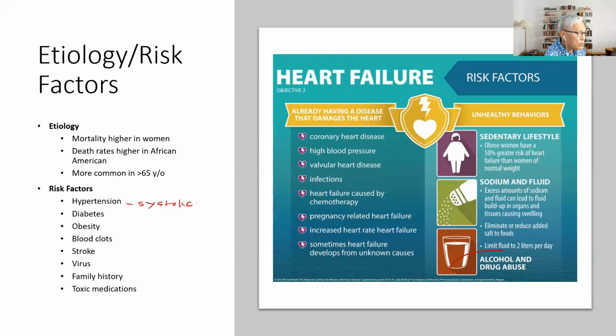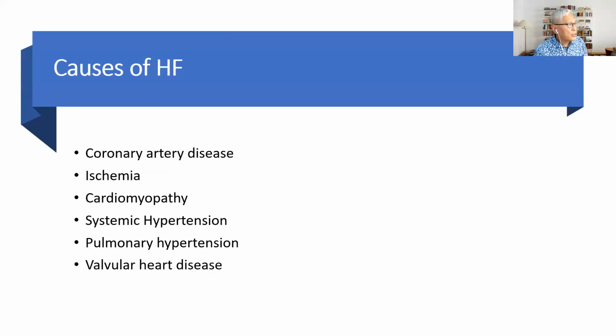And I also would like to underscore this: alcohol and drug abuse. The problem with cocaine is it's a very potent vasoconstrictor. And that is why here in our area, I used to live in Miami and I worked in Miami, and we have a lot of young individuals coming with symptoms of heart failure or myocardial infarction or stroke. And that usually is because of alcohol and drug abuse. So those are risk factors for it.